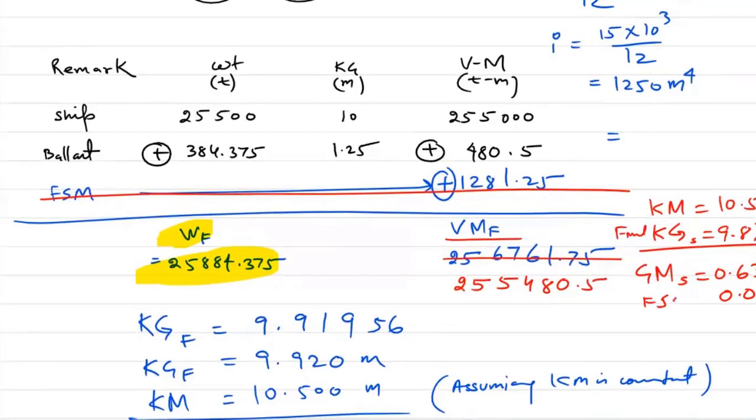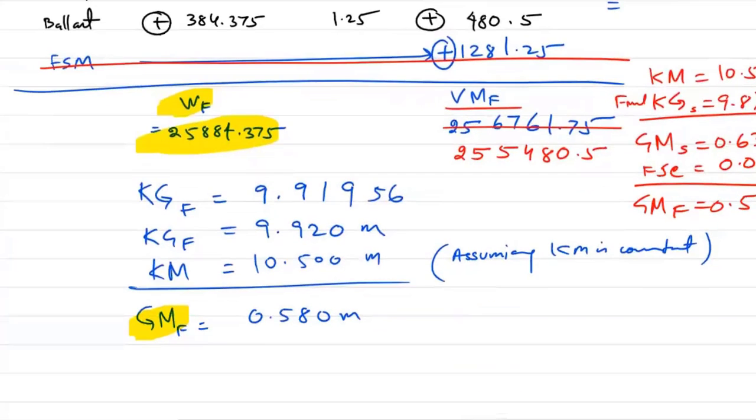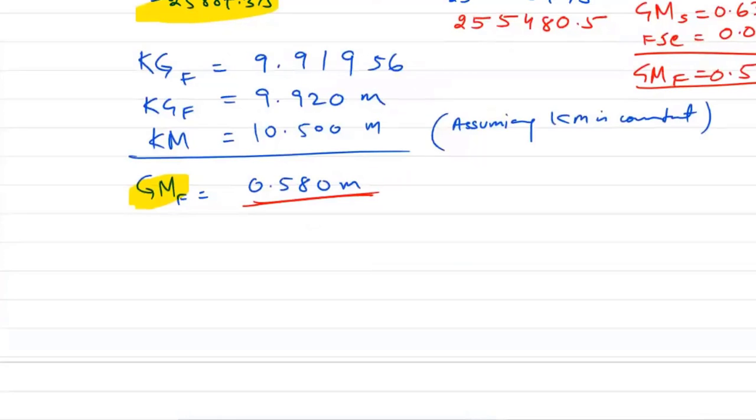Subtract. How much do you get? GM fluid, 0.58. It's coming a little less, 0.581. Okay, round off 0.58. It's the same thing. You could have done it this way or you could have done it this way. Now, what is the final trim?